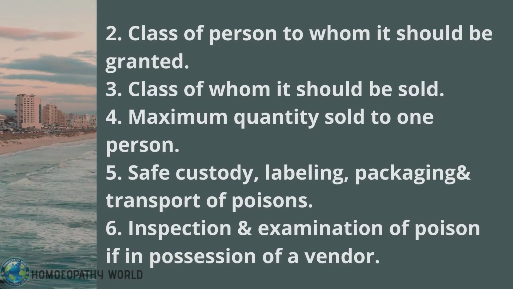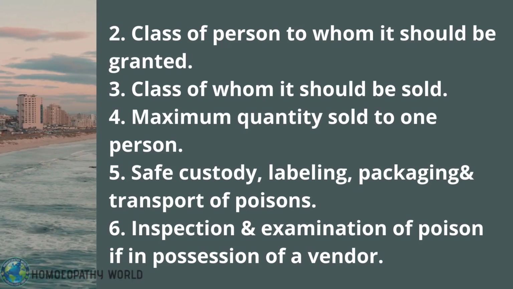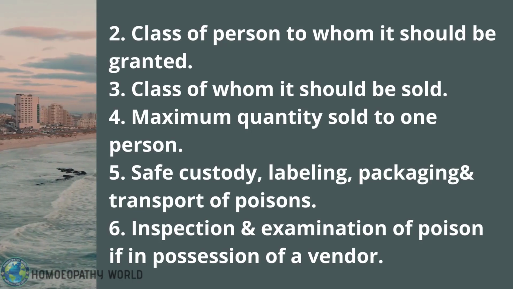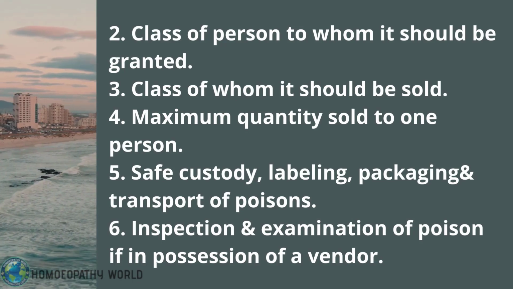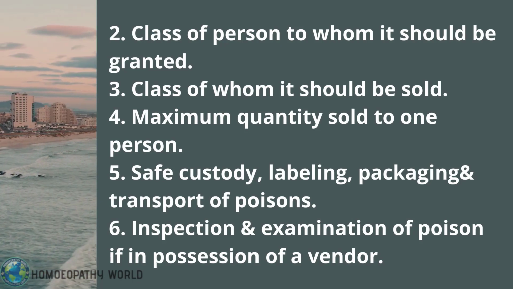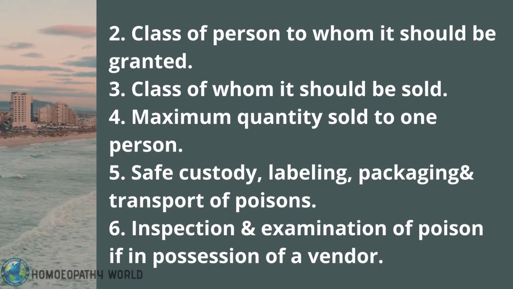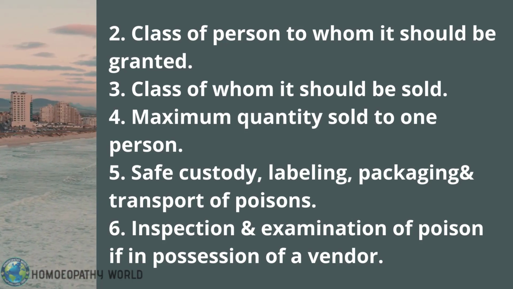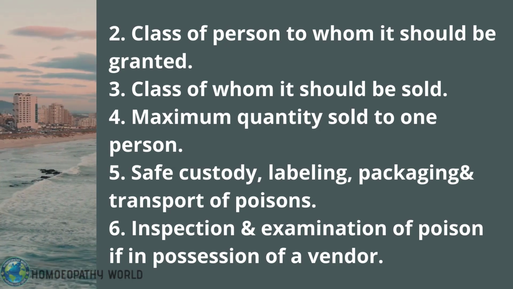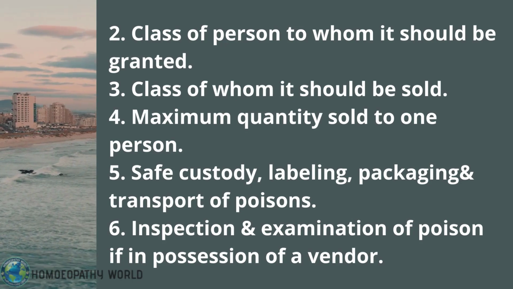So next is the class of persons to whom it should be granted. Whenever the license is granted by the state government, the background of the person who wants this license is checked. They check bank details, transport details, and whether his business is legal or illegal. They check all these things and then they grant this person the license.